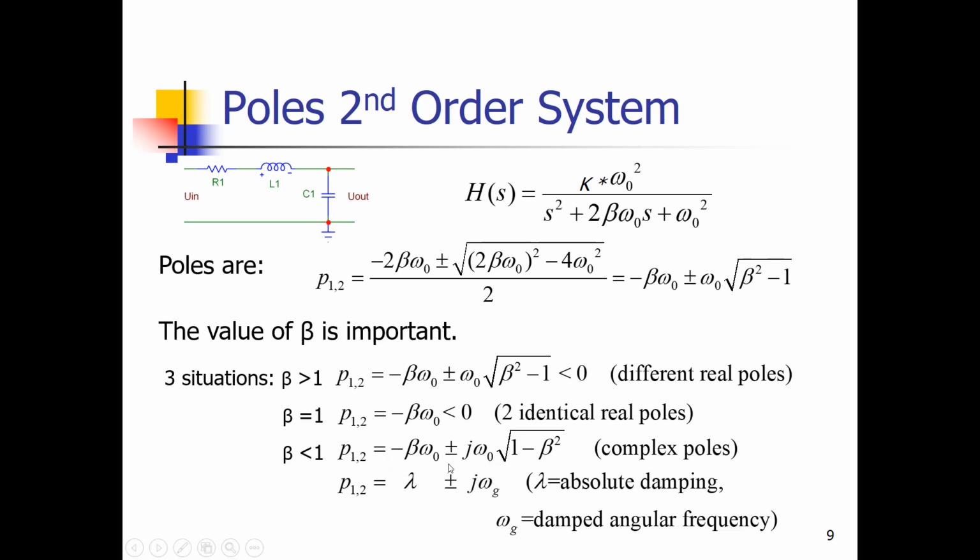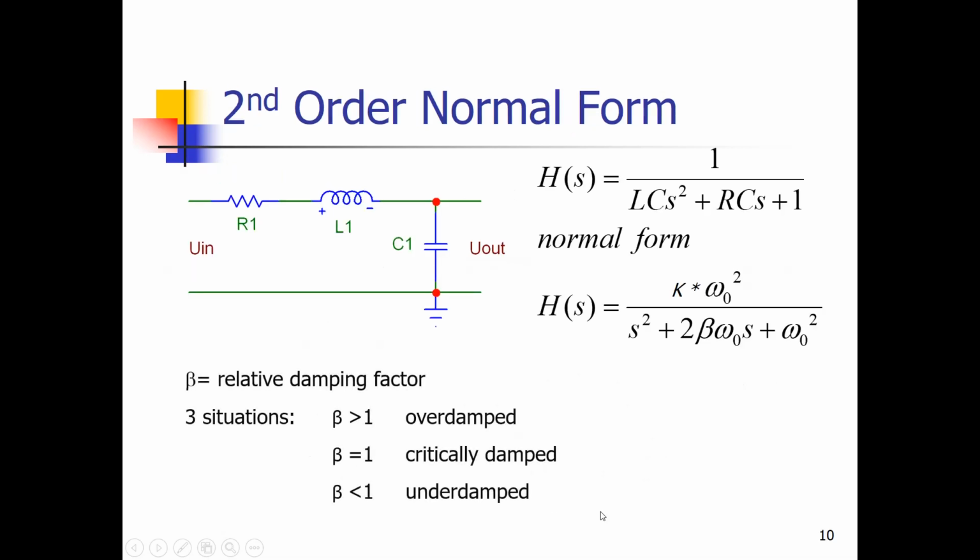So my pole is lambda plus j times omega g, what we call the damped angular frequency, so lambda plus or minus j omega g. Okay, so we have three situations, and we can define these three situations of beta according to the behavior of my output signal. Suppose I am putting a step signal in my RLC filter over here. So I set a step voltage to the input and I measure the output voltage.